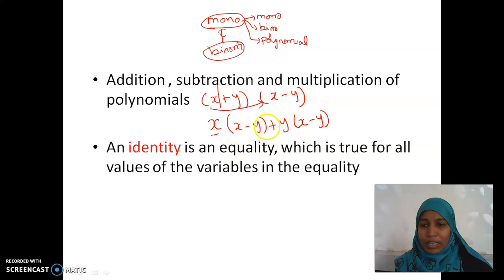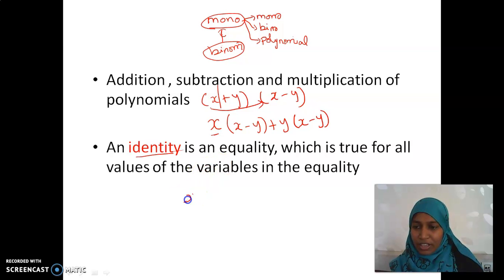Then after learning multiplication, we reached a concept called identity. What is an identity? It is an equality. Surely it will have an equal to sign, which is true for all values of the variable. Then can I call this identity an equation? No, we will not call it an equation. It is specifically called only an identity, because in an equation it is true for only one value.